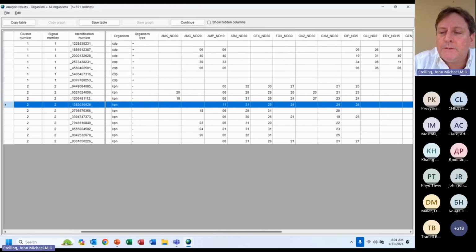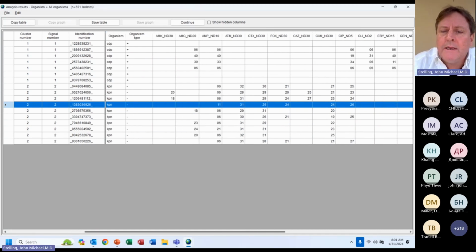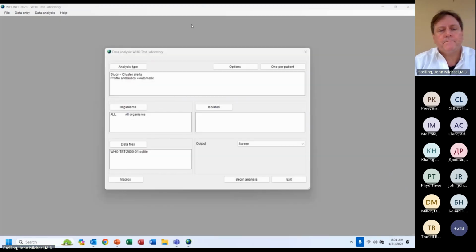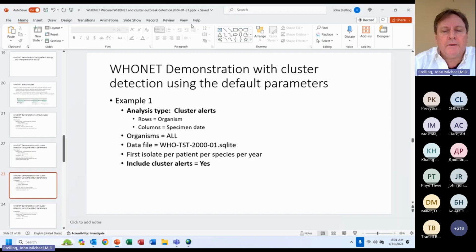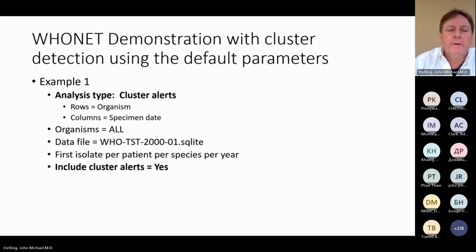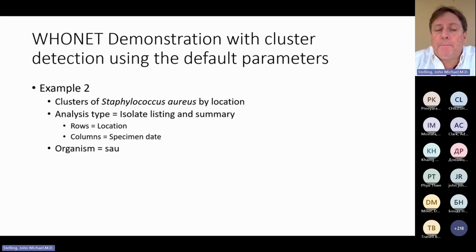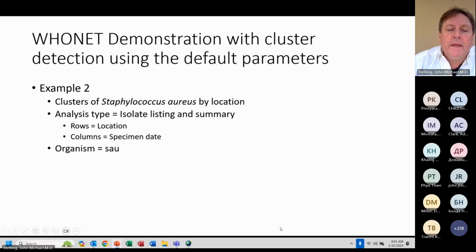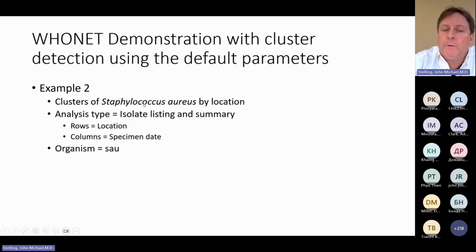I can look at the zone diameters. That's another thing I can look at. Are the resistance patterns the same? Are the results the same? I'm going to click on continue. Okay, let me go back to my PowerPoint. I'm now going to move on to example number 2, where I'm going to do more or less the same thing, except I will not do all organisms. I will only do Staphylococcus aureus. And I will divide it by location and date.